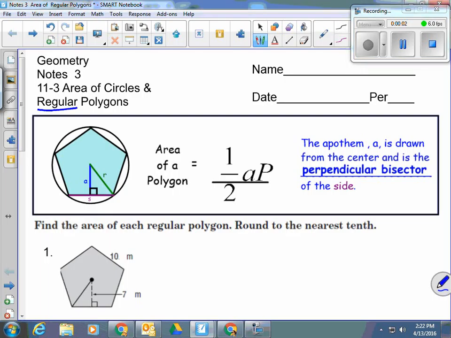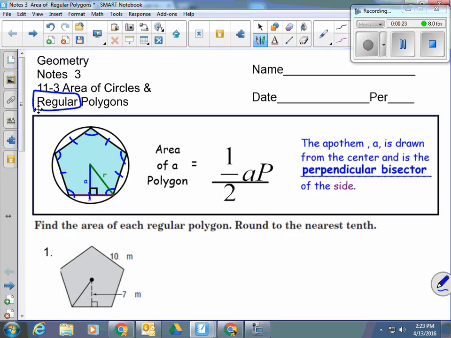We are going to start dealing with regular figures. What does it mean for it to be a regular figure? All the sides are the same, correct? If all the sides are the same, then what? All the angles will be the same. Absolutely. So all these angles right here are going to be the same.